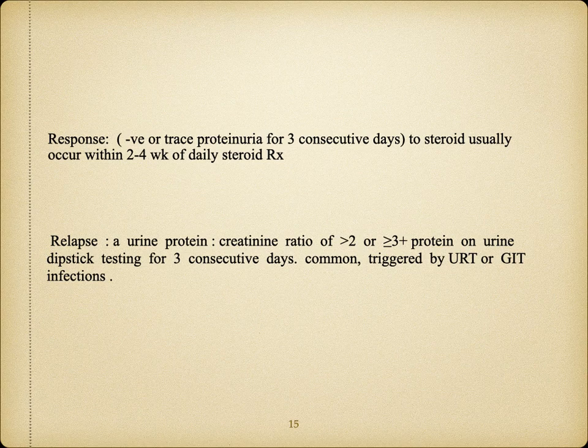Relapse in nephrotic syndrome is usually triggered by infection like upper respiratory tract infection or GIT infection, and it's usually treated in a similar manner to the initial attack.